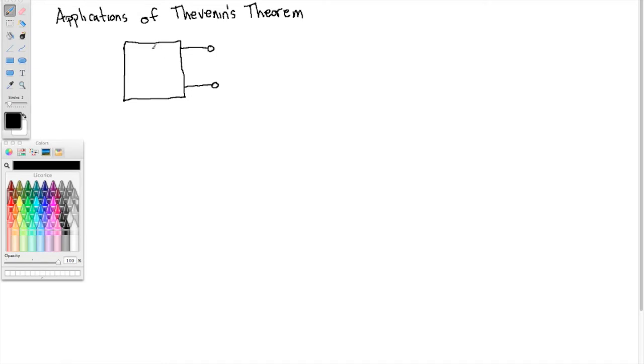Any circuit that uses dependent sources, independent sources, and resistors can be written as a very, very simple circuit like this: an independent voltage source in series with a resistor. These two are equivalent so long as I find this value, VThev, correctly, and this value, RThev, correctly. They are equivalent, meaning that whatever load resistor or whatever circuit I connect at this output, I will get the same voltage, current, and power as if I were to connect it to this circuit.